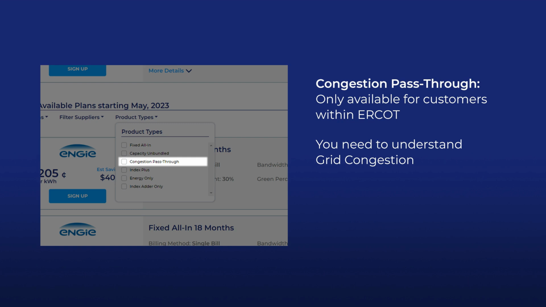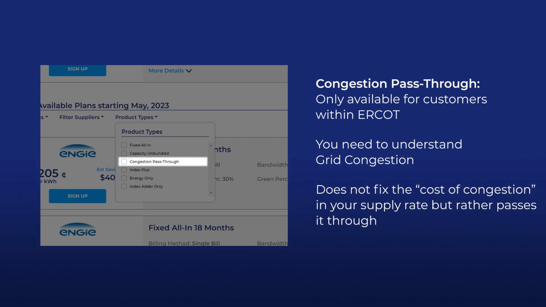The difference between the average market price of power within a zone and the average price of power at each end-use node zone becomes the cost of congestion passed on to the end user. This product does not fix the cost of congestion in your supply rate, but rather passes it through. The cost of congestion is often minimal and can make sense to pass this through for customers who have a higher risk tolerance and do not wish to pay the premium of fixing it.